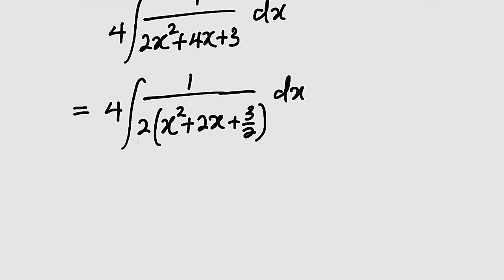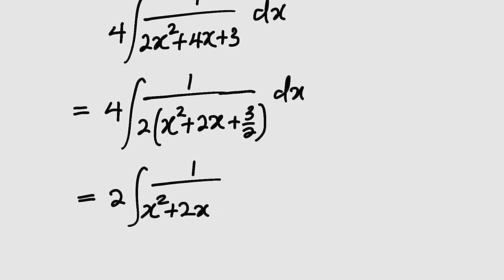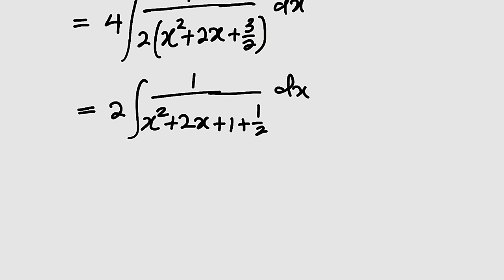And this 2 can come outside and it will divide 4. We have 2. So this is equal to 2 multiplied by the integral of 1 divided by x squared plus 2x plus 1, right? Plus 1 divided by 2. They're all the same thing because 1 plus 1 divided by 2 is the same thing as 3 divided by 2 dx. The first 3 terms can be factorized, right?